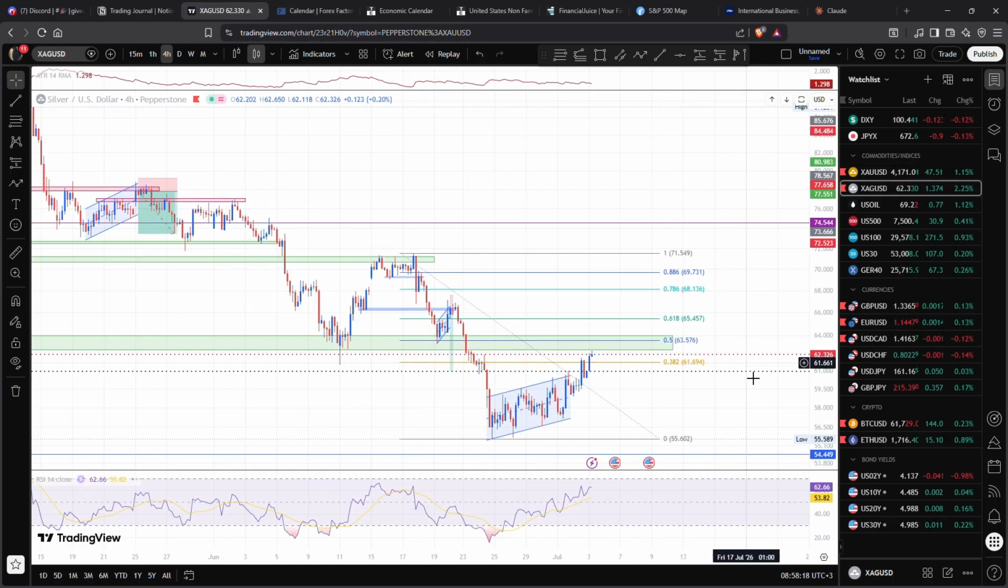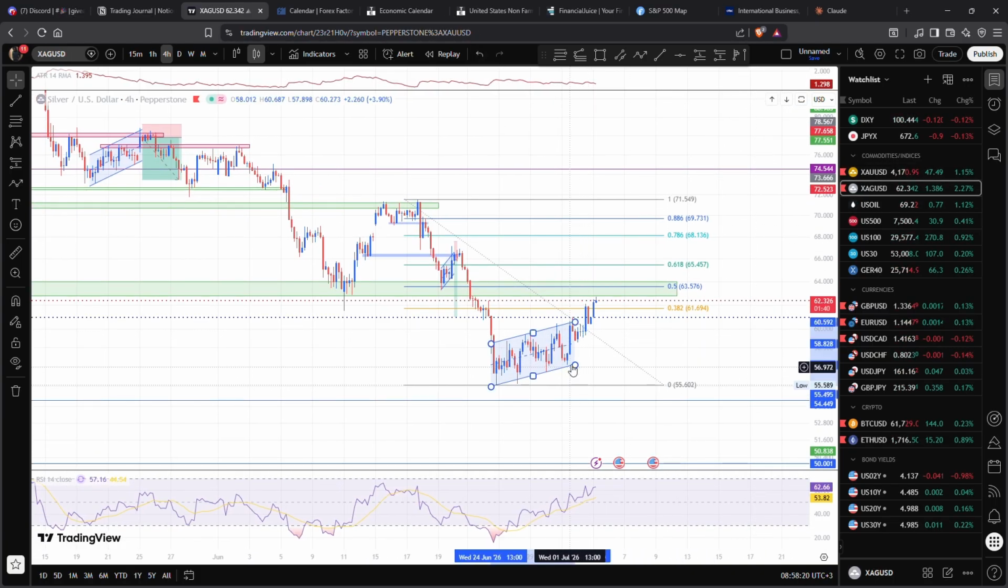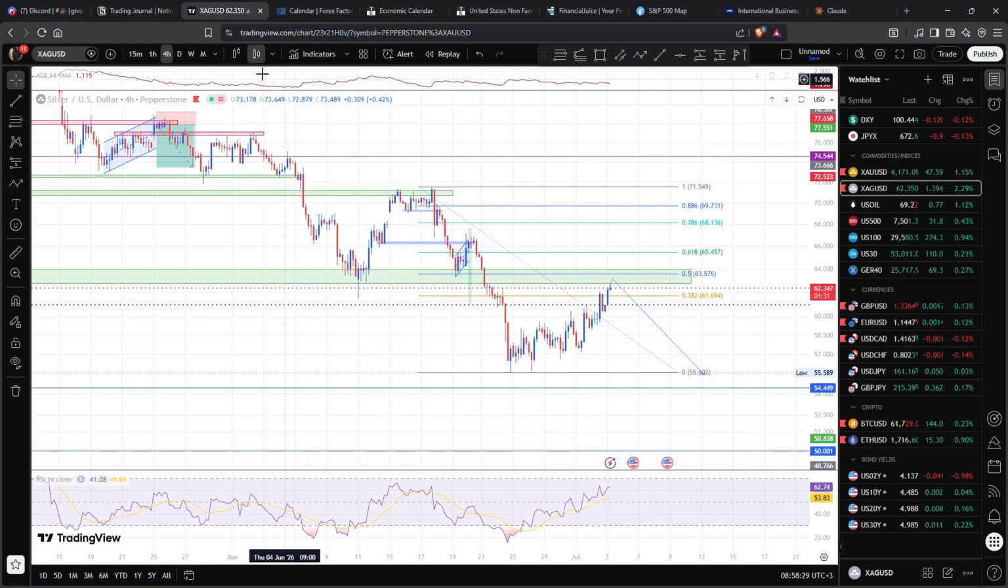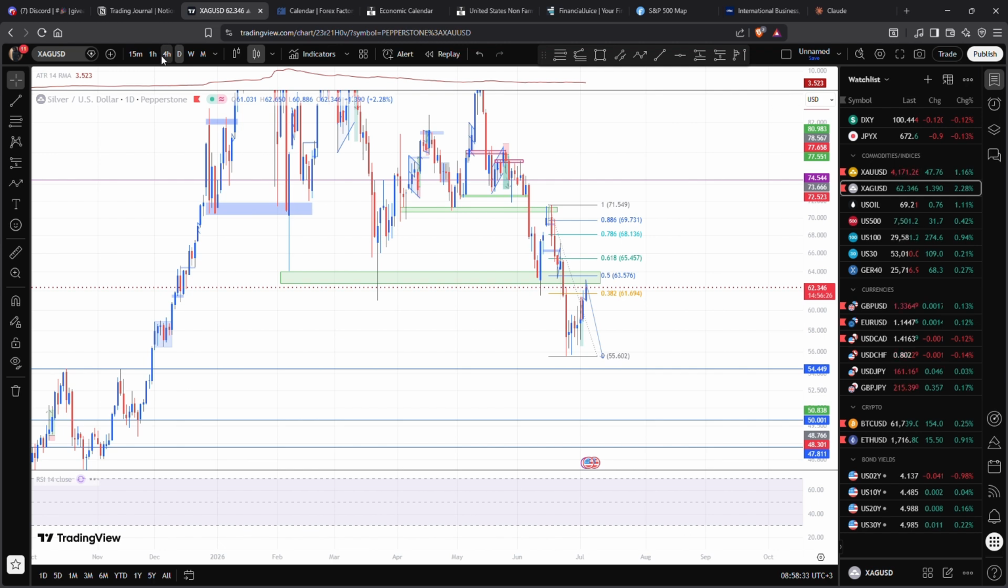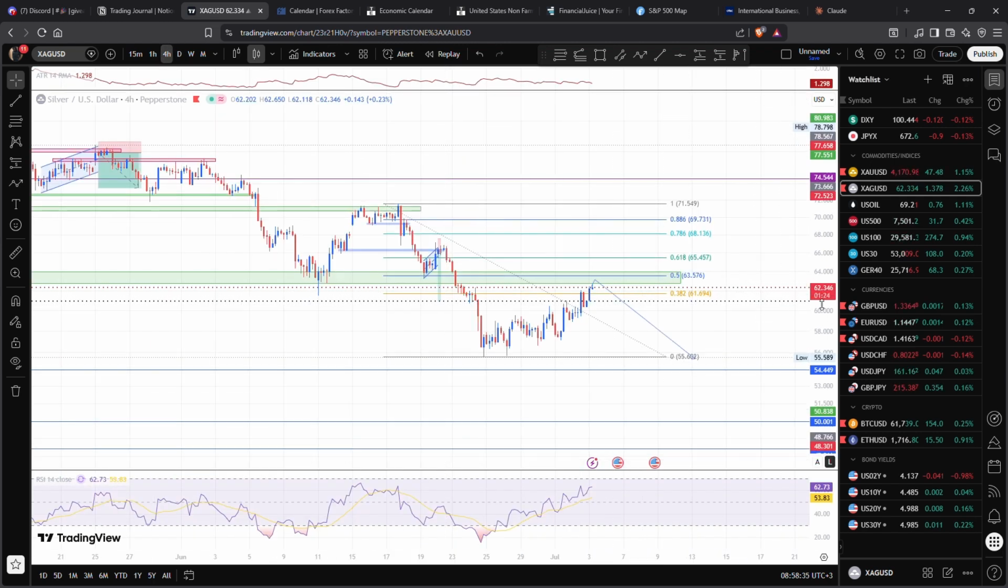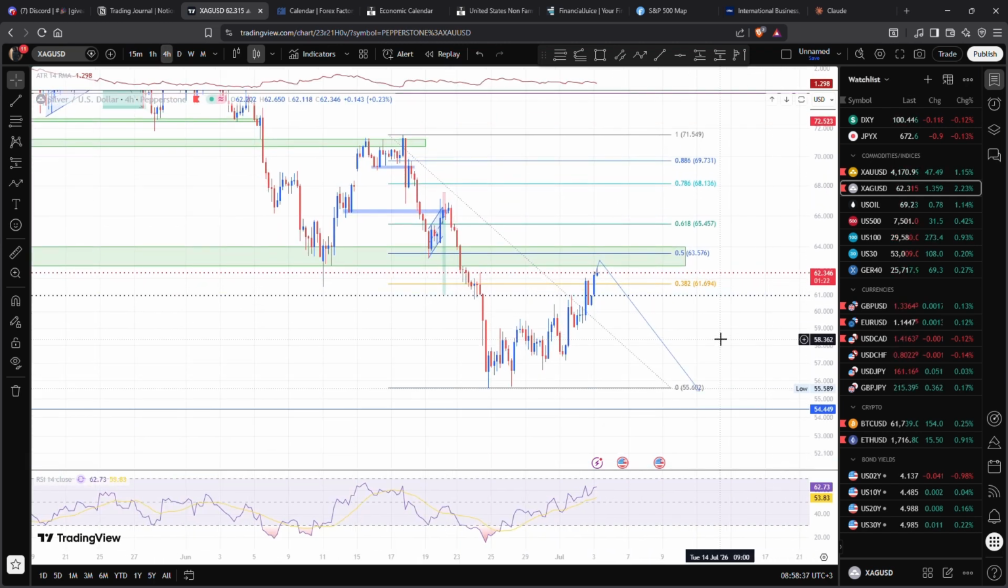Same for silver. Silver, I was anticipating a push up to around this $63 level, and to see if it bounces off from that zone, where I will be looking for short positions again.